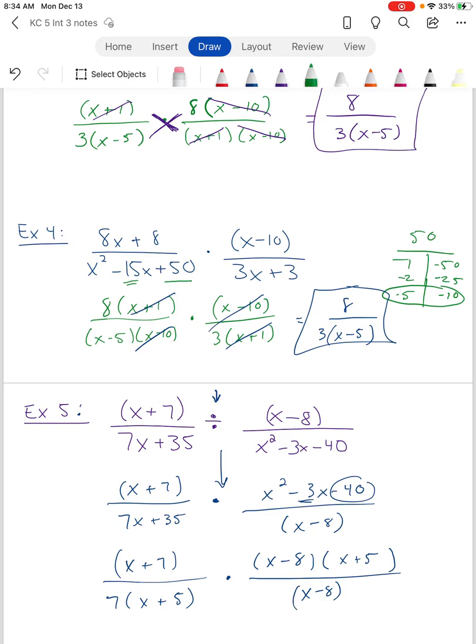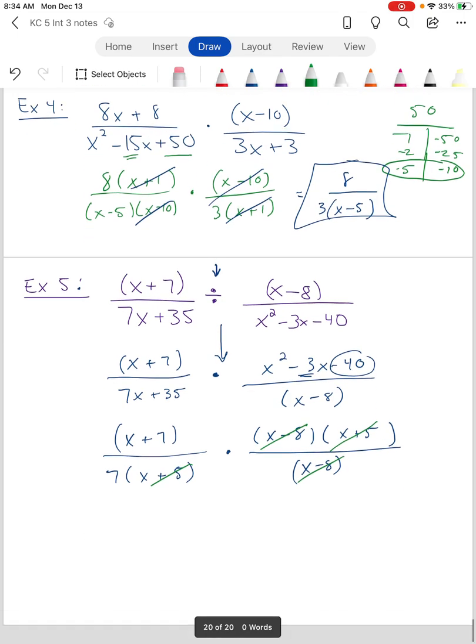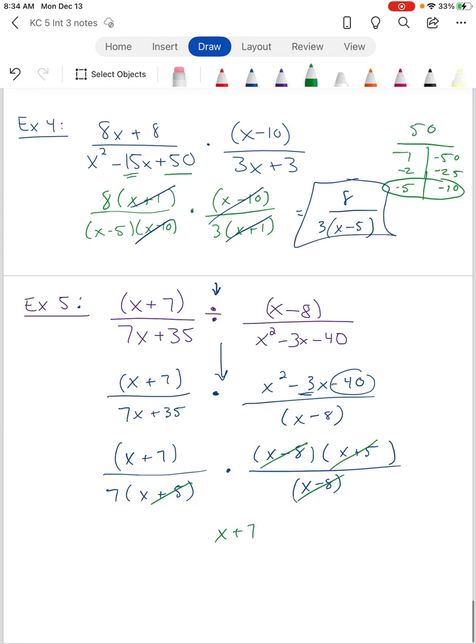So I'm going to go ahead and cancel everything out that I need. So the x minus 8s are gone, the x plus 5s are gone, and I am left with x plus 7 over 7 as my final answer. That's all.